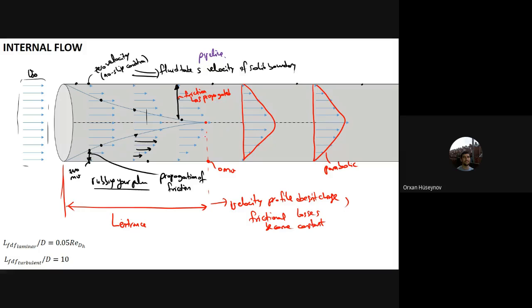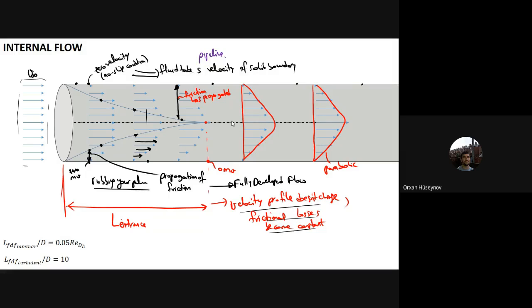Till that location, the frictional losses were increasing, but from this point on, the frictional losses are becoming constant, and they cannot affect anymore the fluid layers. From this point on, where you have the entrance length, we call it the fully developed flow. This fully developed flow is a region where you have the constant velocity profile and friction losses that have become constant.